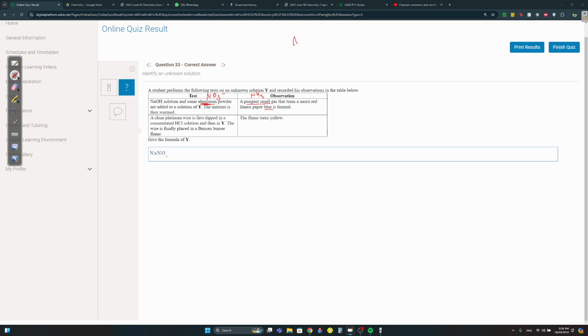The way I memorize it is because NH4 is very close to NH3, so there's no need to add aluminum. But NO3's chemical formula is a bit far from NH3. That's why you have to add aluminum. That's how I memorized it. So our first one is NO3 because they add the aluminum. The second one, they dipped a wire in a flame test, and the flame turned yellow. It's Na, right? So you have Na plus NO3 minus. What's the formula of Y? NaNO3.